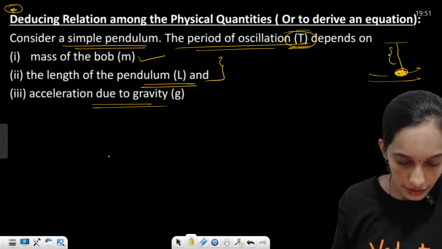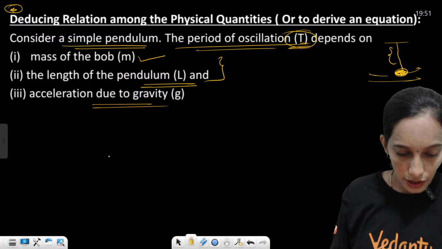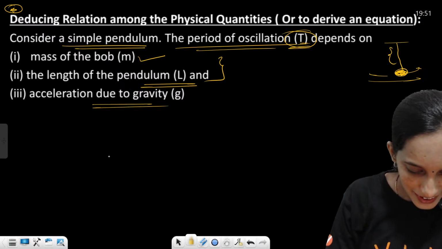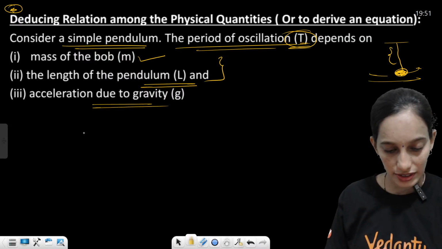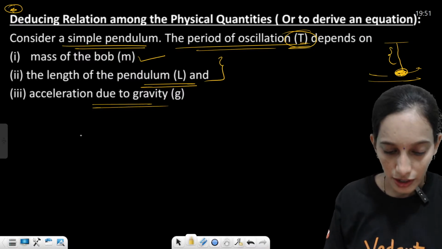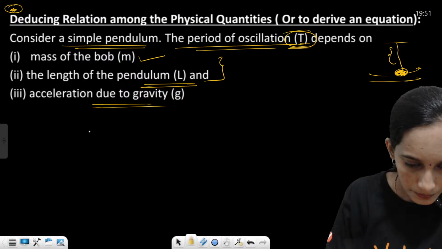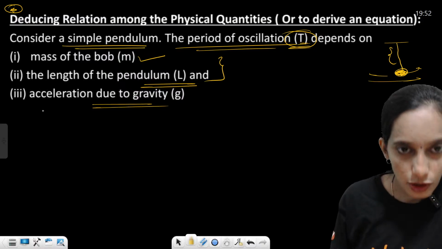Yeah, in the upcoming class I'm going to start with motion in a straight line. For today, this chapter. The next class is for question discussion on this chapter. The next class will be for motion in a straight line. Emmanuel, hope that is clear.